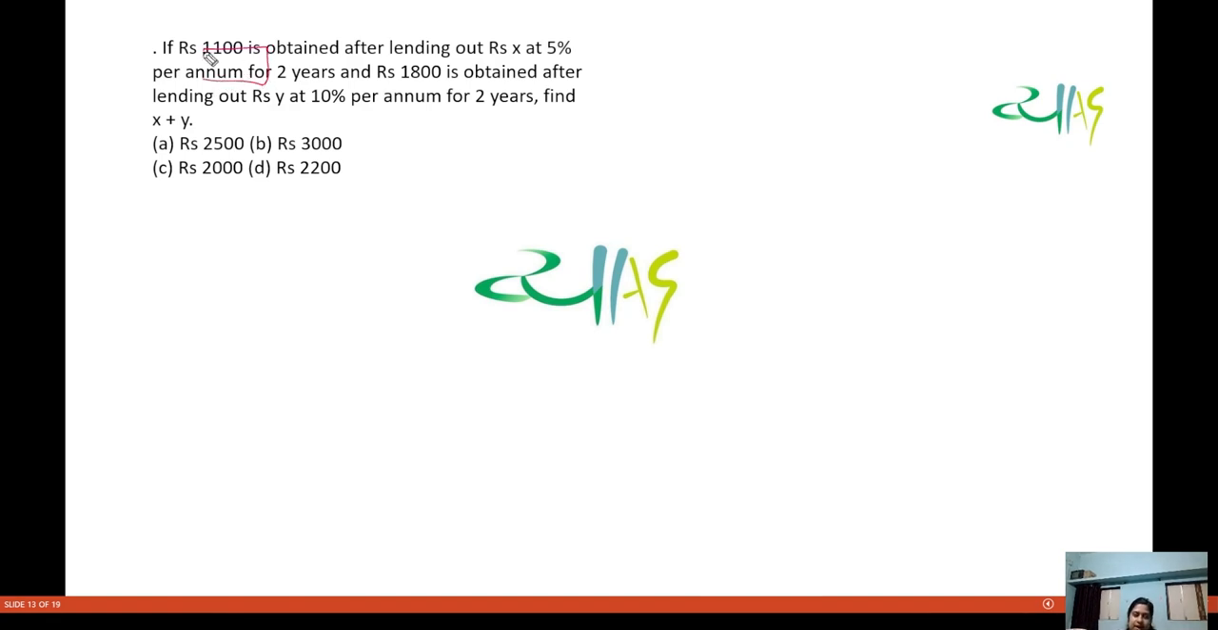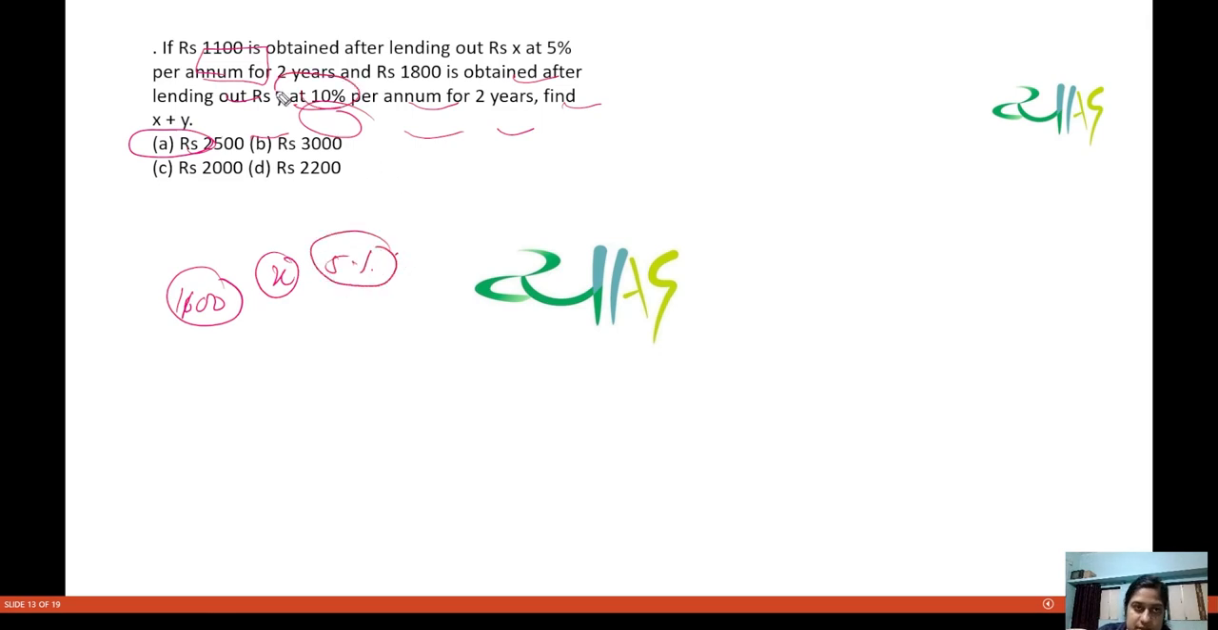Now we have this question. It is saying if rupees 1100 is obtained after lending out rupees X at 5% per annum for 2 years, and rupees 1800 is obtained after lending out rupees Y at 10% per annum for 2 years, find X plus Y. So the question is on simple interest only.